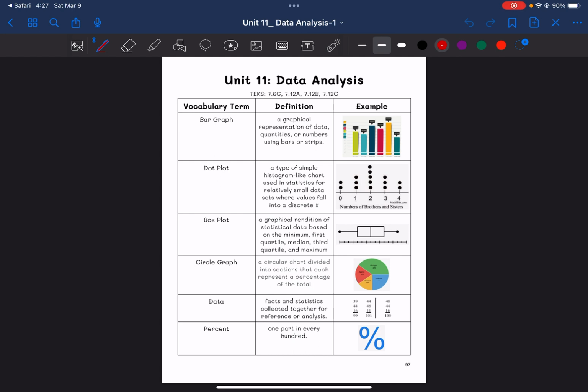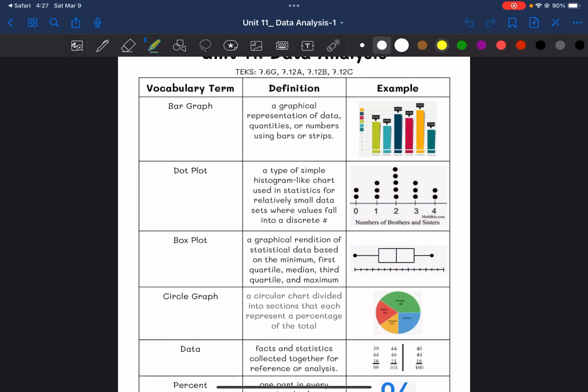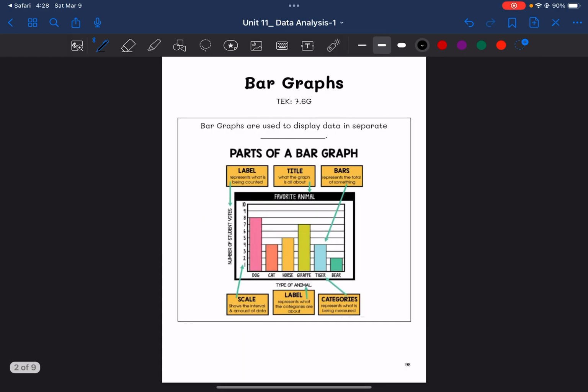I want to first go over the vocabulary. Right now I'm only going to go over bar graphs. Bar graphs are a graphical representation of data, quantities, or numbers using bars or strips. A dot plot is a type of simple histogram-like chart used in statistics for relatively small data sets where values fall into discrete numbers. Okay, let's go to the first page, which is 98.